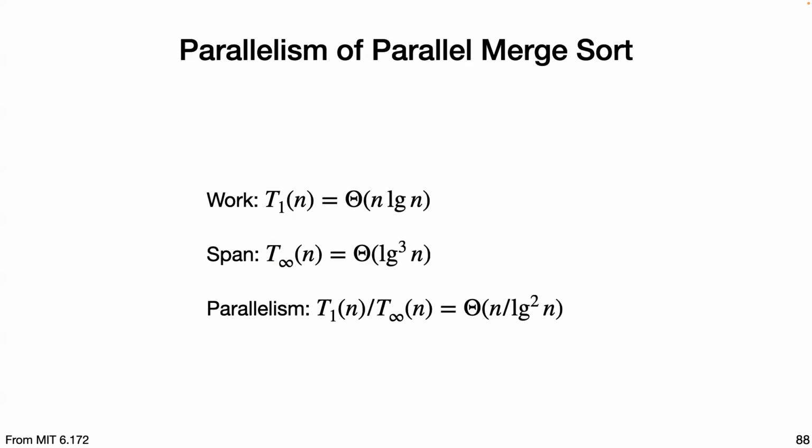Yeah, so going back up to the entire merge sort, the work is n log n, the span is log cubed. You divide them to get the parallelism, that's n over log squared. Which is much better. Previously, this was only log.